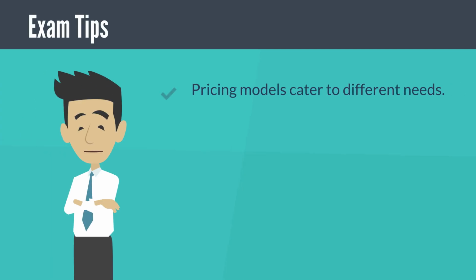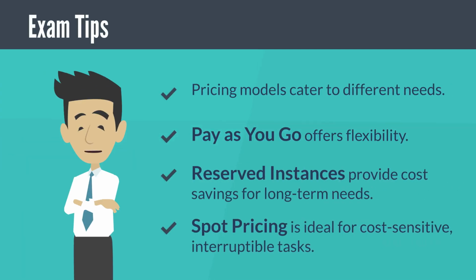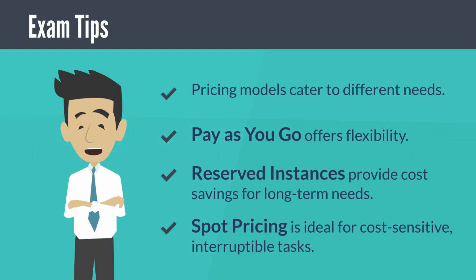So what you want to take away from this lecture is that there are three different pricing models available. You have pay-as-you-go, which offers flexibility. You have reserved instances, which provide cost savings for long-term needs. And then you have spot pricing, which is ideal for cost-sensitive, interruptible tasks. By understanding these different models, you can make more informed decisions that align with your goals and budget.